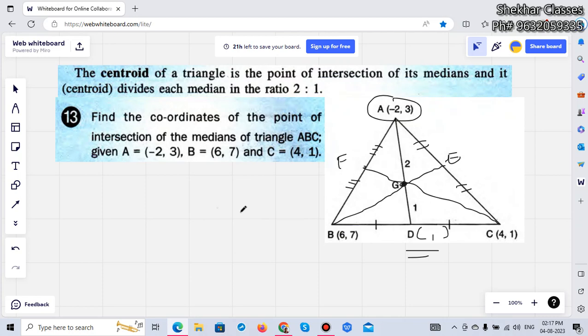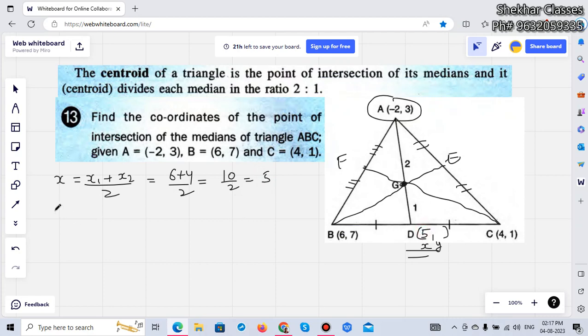First we'll find out this. D is a midpoint of BC, so we have to use the midpoint formula. Let it be X here and let it be Y. X is equal to X1 plus X2 upon 2. X1 is 6, X2 is 4. So it will be 6 plus 4 upon 2, that is 10 upon 2, that is 5. Simple. X is 5. Got it?